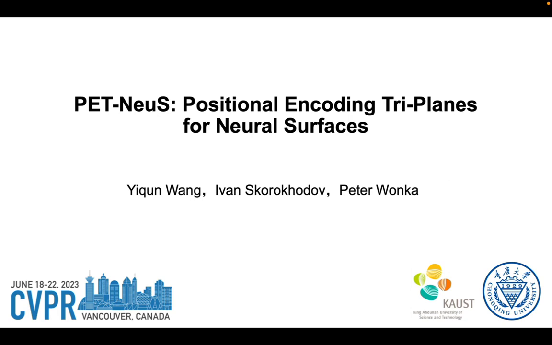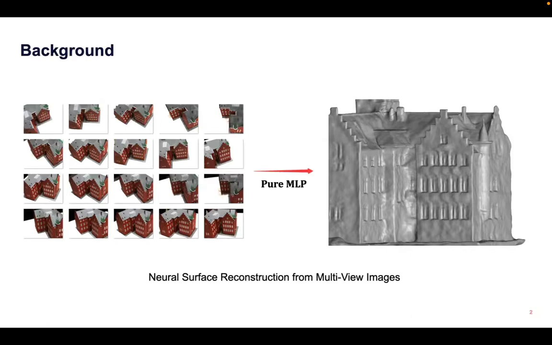I'm glad to present our work, PET-NeuS: Positional Encoding Triplets for Neural Surfaces. Reconstructing surfaces from multi-view images is a classic problem, and current neural surface reconstruction methods typically use a pure MLP network to encode SDFs. Although these methods can reconstruct smooth surfaces, there is still room for improvement when it comes to reconstructing surface details.